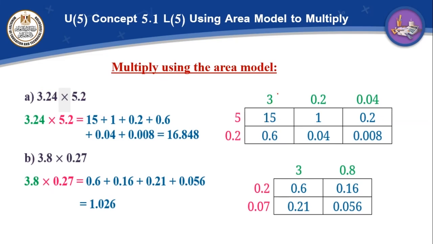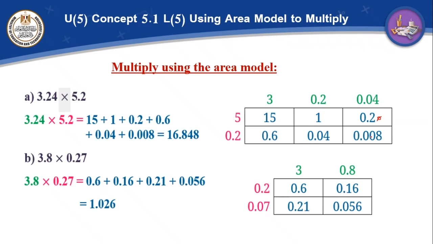3 times 5 is 15. 3 times 2 tenths is 6 tenths. 2 tenths times 5 equals 10, with the decimal point after one digit, so it will be 1. 2 tenths times 2 tenths: one decimal by one decimal, the decimal point is written after 2 digits. 4 hundredths times 5, 4 times 5 is 20, with the decimal point after 2 digits, and the zero isn't written. 4 hundredths times 2 tenths: 4 times 2 equals 8, then put zeros, with the decimal point after 3 digits from right to left.